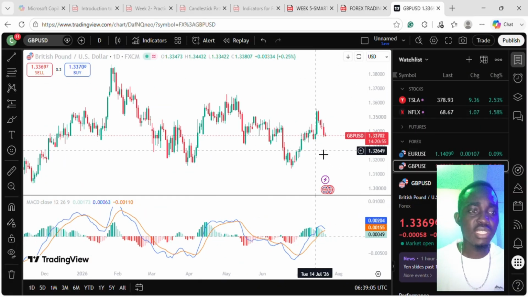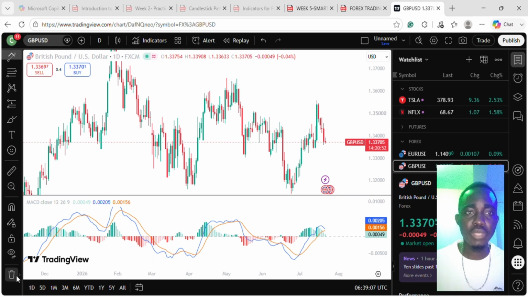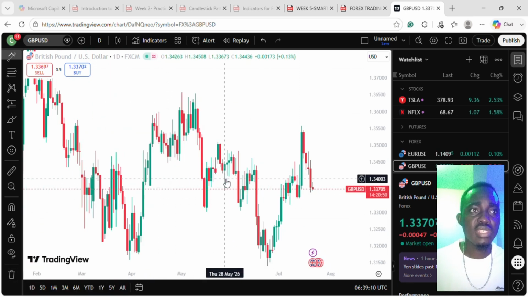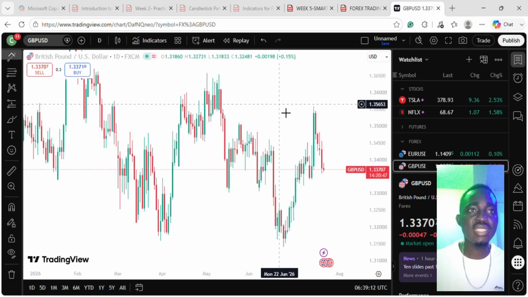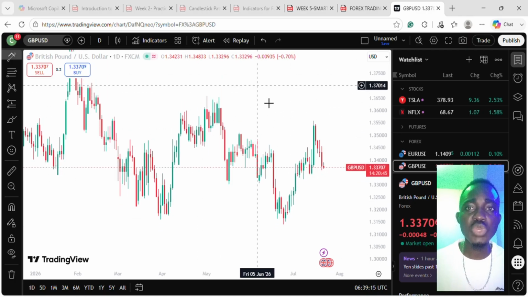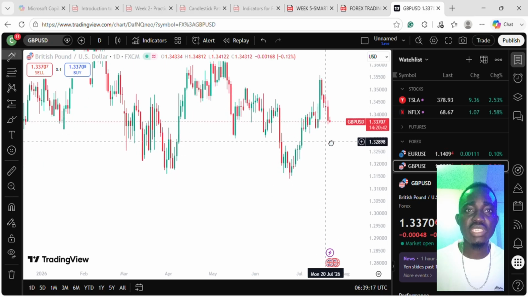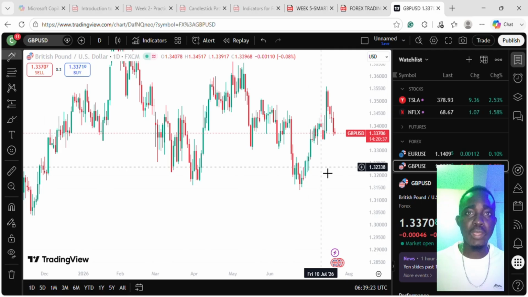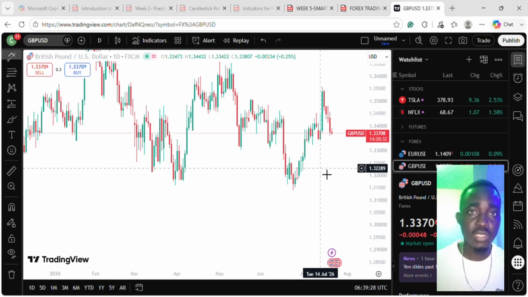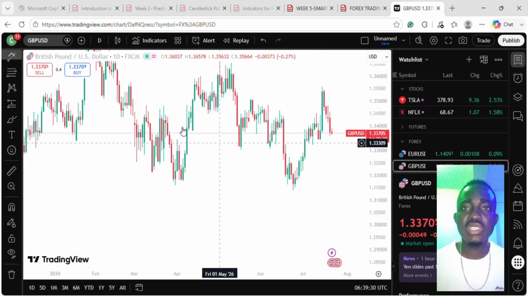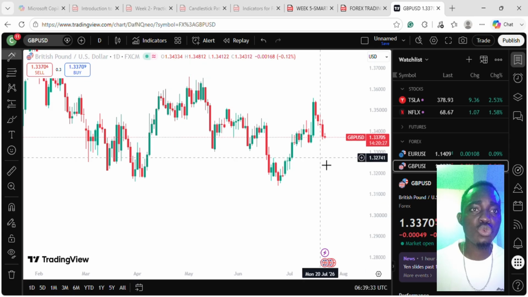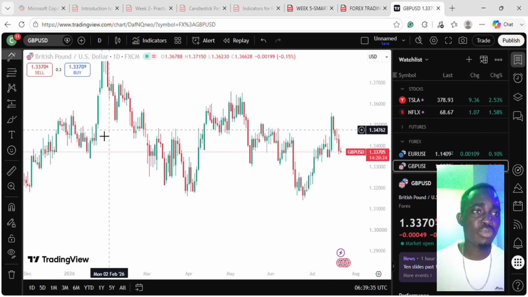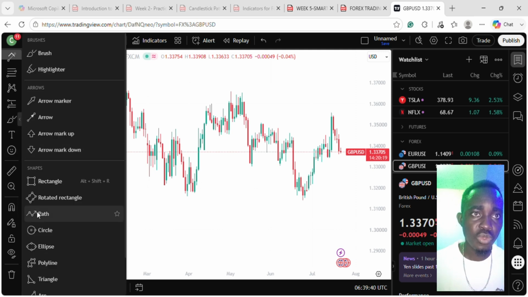Now when you look at this, let me remove this indicator. So this is GBP USD and this is a daily candle. As we can see here, how is the market behaving? The market is going up and down. The red candle represents the sellers and the green candle represents the buyers. So if we take, for example, this market, we can start to map out our directions. For example, let's start with this point.